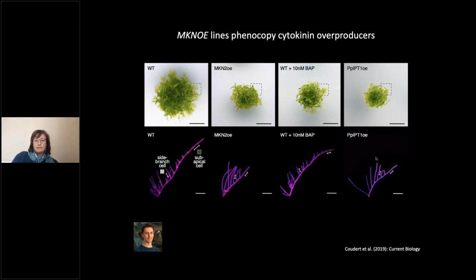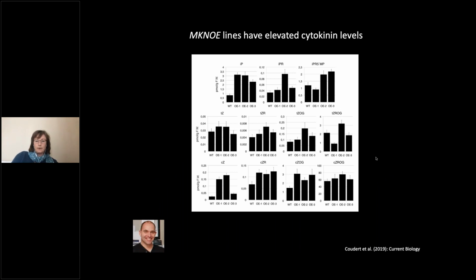Next slide, please. And to test the hypothesis that there was too much cytokinin in the overexpressor lines, we collaborated with Andrei Novak to measure cytokinin levels in wild type plants and 3 mutant lines. So each of these graphs shows the quantification of a different cytokinin with wild type on the left and then 3 overexpressor lines on the right. And this showed that many different cytokinins are overproduced in the mutants, suggesting that MKN2 promotes cytokinin biosynthesis.